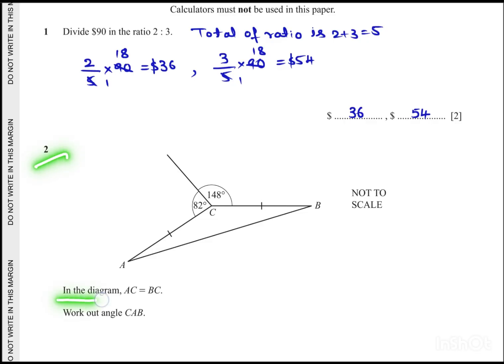Question number 2. In the diagram, AC is equal to BC. Work out angle CAB. We need to find out the angle CAB. This one. So now look at the diagram. There are these two angles given, and this angle we can find out using 360 minus the sum of these two angles.